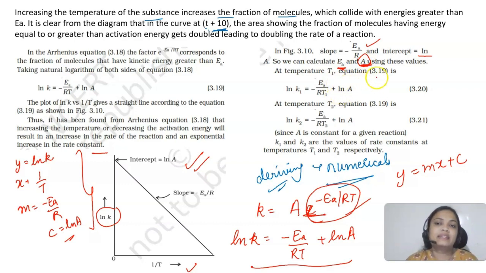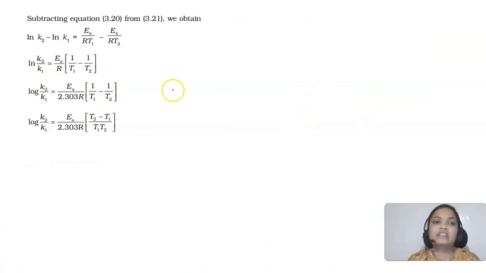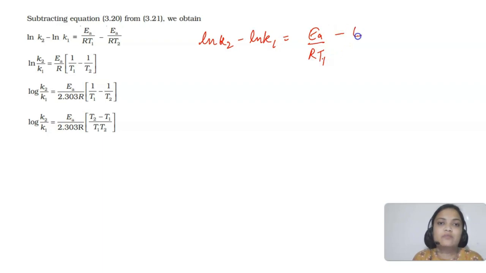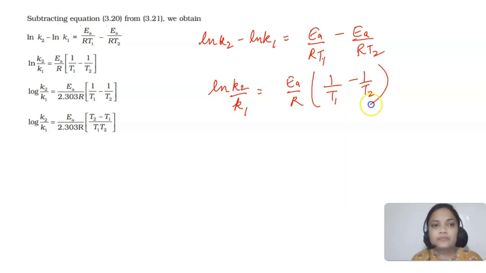Now let's say at temperature T1 the rate constant is k1. So log k1 is minus Ea upon RT1 plus log A, and at temperature T2 this is the equation. K1 and k2 are the rate constants at T1 and T2. Now you can subtract the equations, so log k2 minus log k1. Since it was negative, the T1 term will come first, then RT2. So log k2 upon k1, and Ea upon R we will take common. You know how all this is to be done, right? If I change it to natural log, it will be 2.303 times log k2 upon k1.